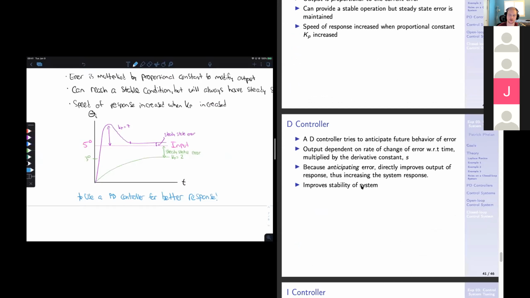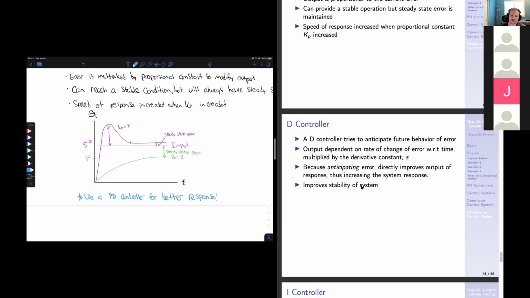All right, so now we have our D controller. It's going to try to anticipate the future behavior of error. Once we loop through our system, this controller is able to take an estimate of what the error is going to be, and then take that into account to modify our system to decrease the actual error.